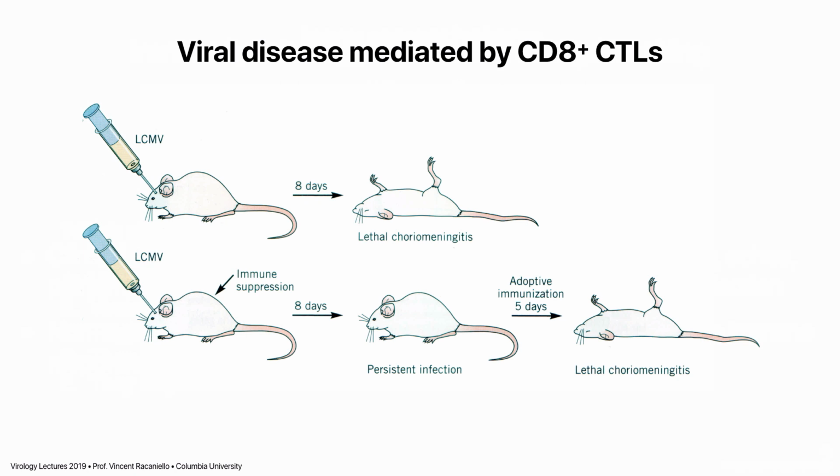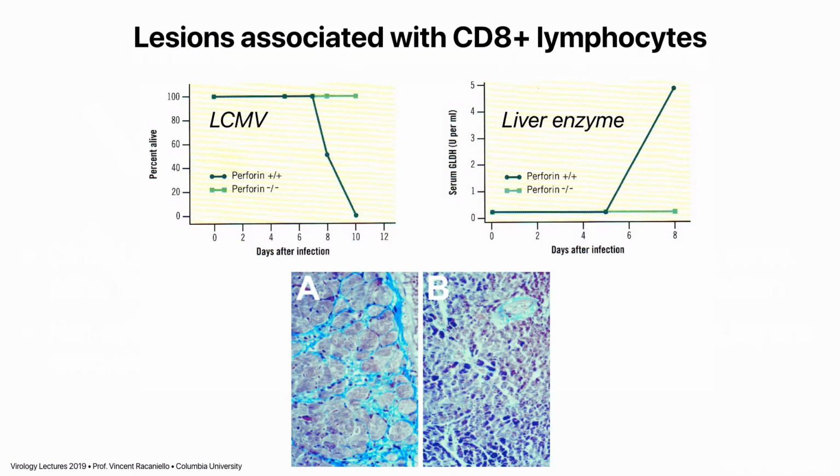If you then give them back different parts of the immune system, when you put back CD8 positive CTLs, which are virus specific, remember they have to recognize a viral peptide, then the mice die. So the CTLs are actually killing the mice in this particular example. And I have a little more information on the kinds of lesions that are associated with these lymphocytes.